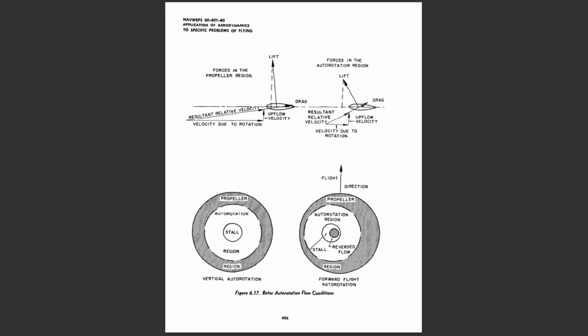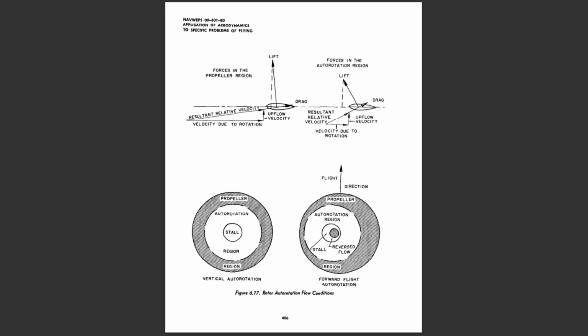Autorotation is essentially a stable flight condition. If external disturbances cause the rotor to slow down, the autorotation region of the disc automatically expands to restore the rotor speed to the original equilibrium condition. On the other hand, if an external disturbance causes the rotor to speed up, the propeller region automatically expands and tends to accelerate the rotor to the original equilibrium condition.